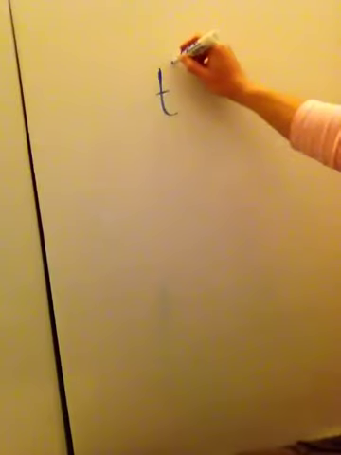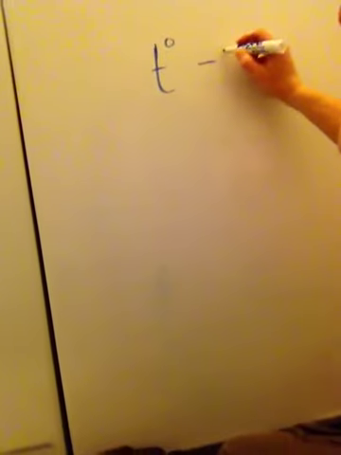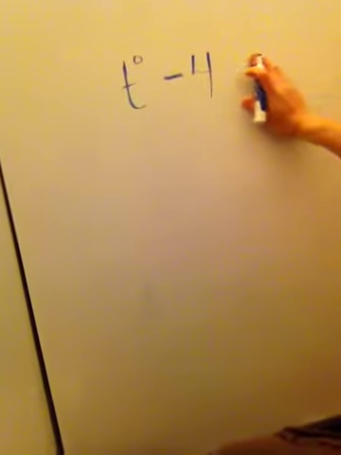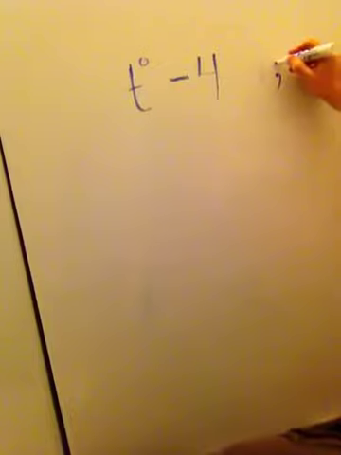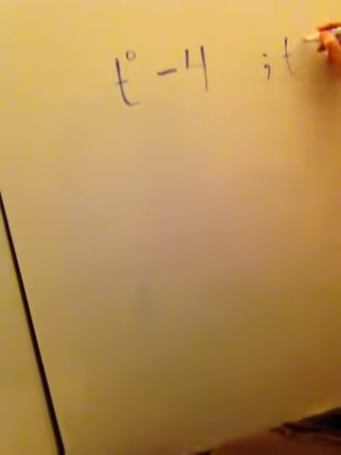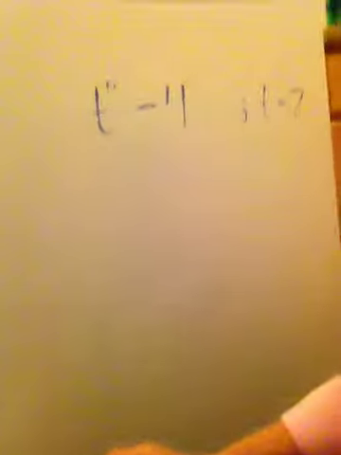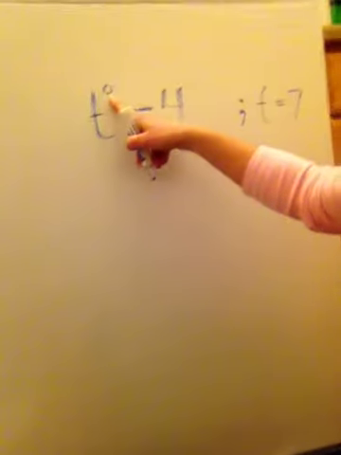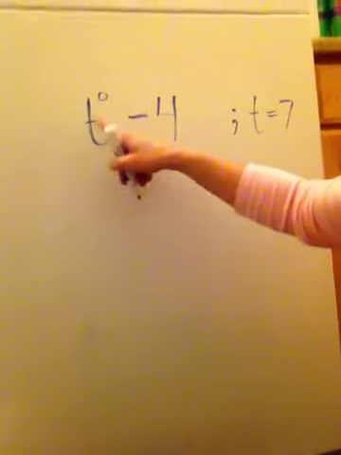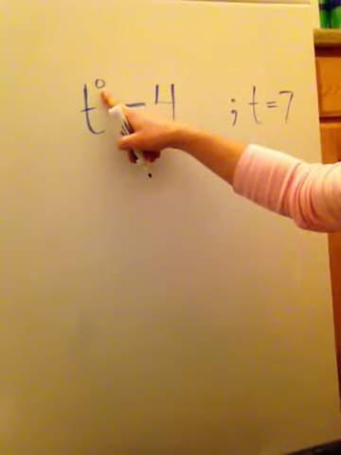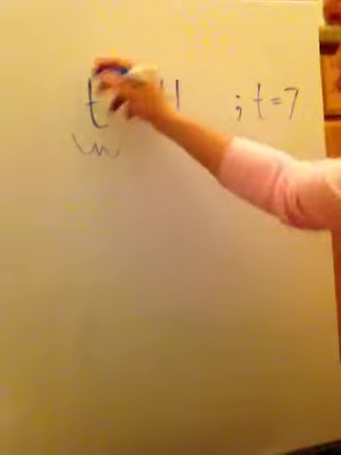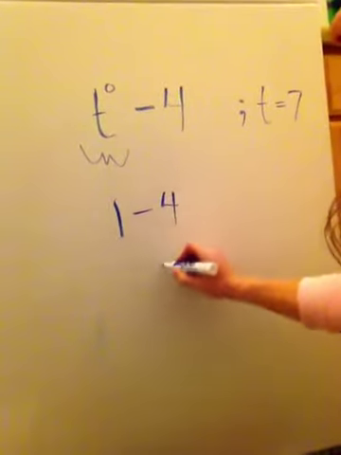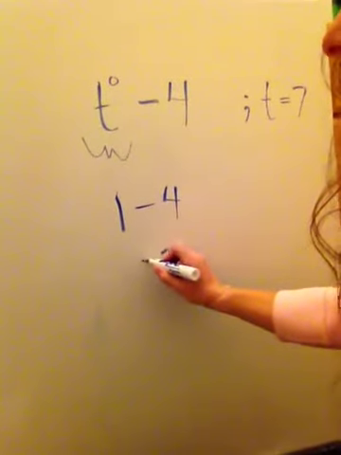So you'll have, say, t to the 0 power minus 4, when t equals 7. So on this one, it doesn't matter what we plug in there because it's going to be 1, because we're raised to the 0 power. So this, no matter what we put there, will be 1. And then we just have to do 1 minus 4, which is negative 3.